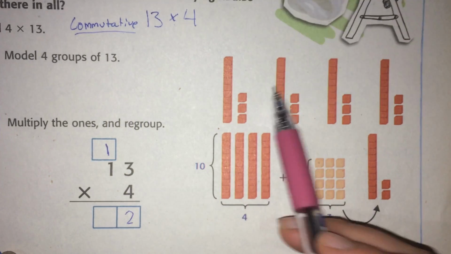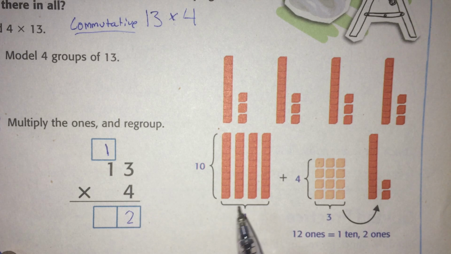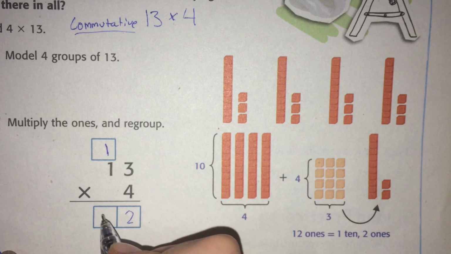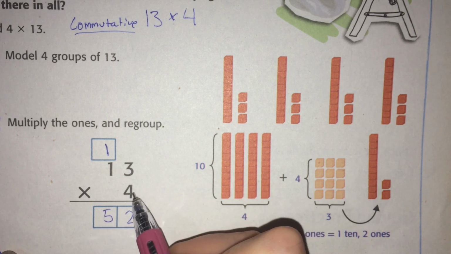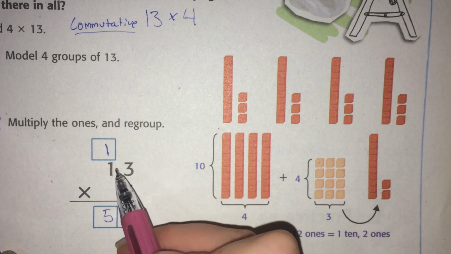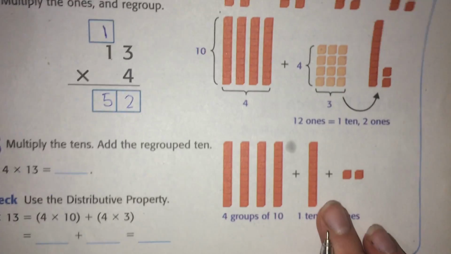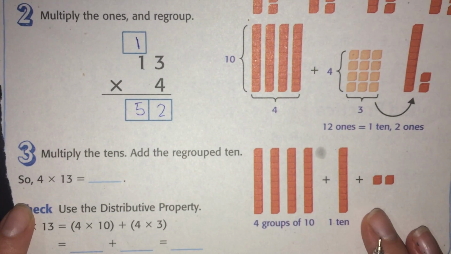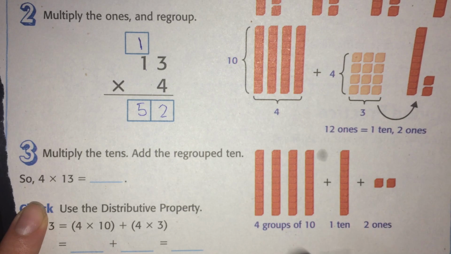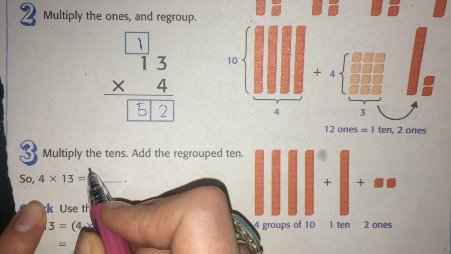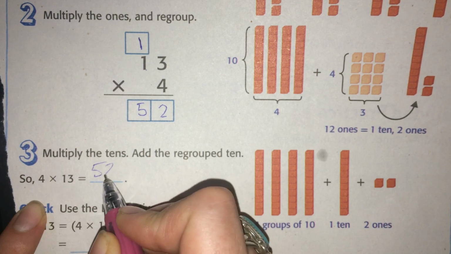Okay, now we have 1, 2, 3, 4 tens, and we added 1, so that makes 5. Or you can do it thinking 4 times 1 is 4, plus 1 is 5. Multiply the tens, add the regrouped 10. So 4 times 13 is 52.